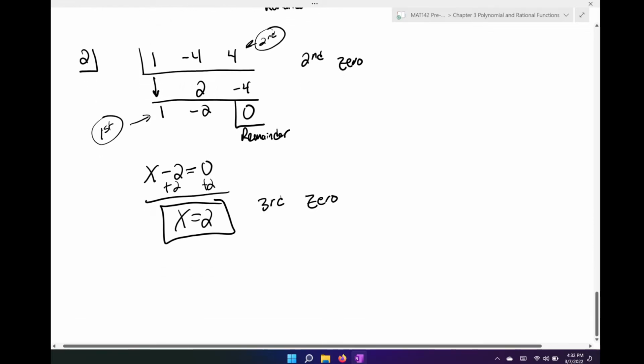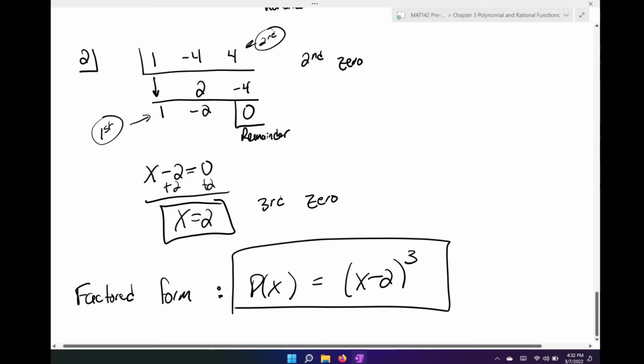So our completely factored form: P of x equals the quantity x minus 2 to the 3rd power. That's how we factor this problem right here. Okay? Absolutely fascinating when you really take a step back and think about how easy factoring really is. If you would have known about the rational root theorem or the rational zero theorem and synthetic division and the remainder theorem all from day one.